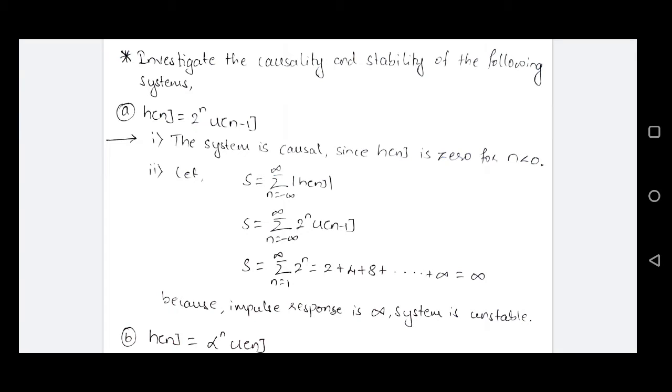For every iteration, a power of 2 will be added. For n equals 1, it will be 2. For n equals 2, it will be 4. For n equals 3, it will be 8. Likewise, till infinity. If we add all of those values, it will be equal to infinity, because the last value is infinity. Because the sum is infinite, the system under investigation is an unstable system because it is not absolutely summable.